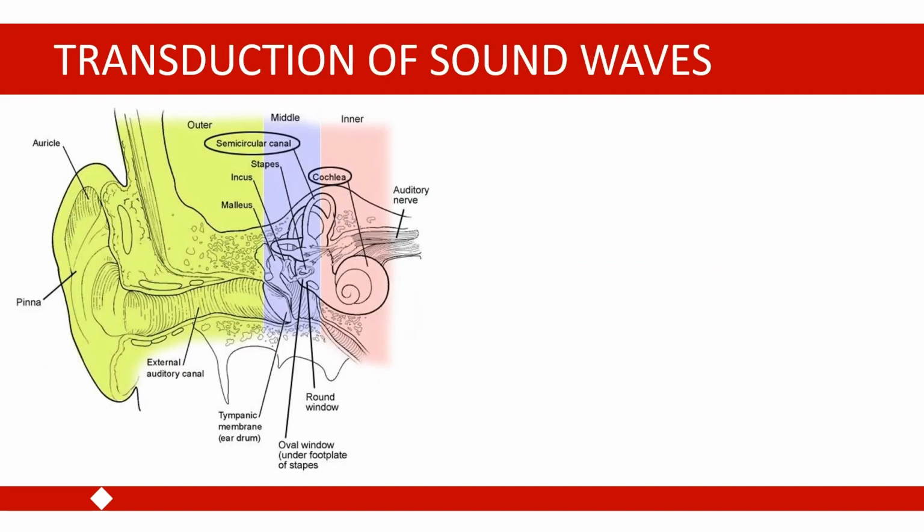We are going to look at how transduction of sound waves occurs through the different parts of the ear. So to take these sound waves from the environment and turn them into neural impulses that can then be perceived and interpreted in the brain, these sound waves need to be taken from the external world and they need to be turned into an action potential. They need to be turned into a neural impulse. So this begins in the outer ear.